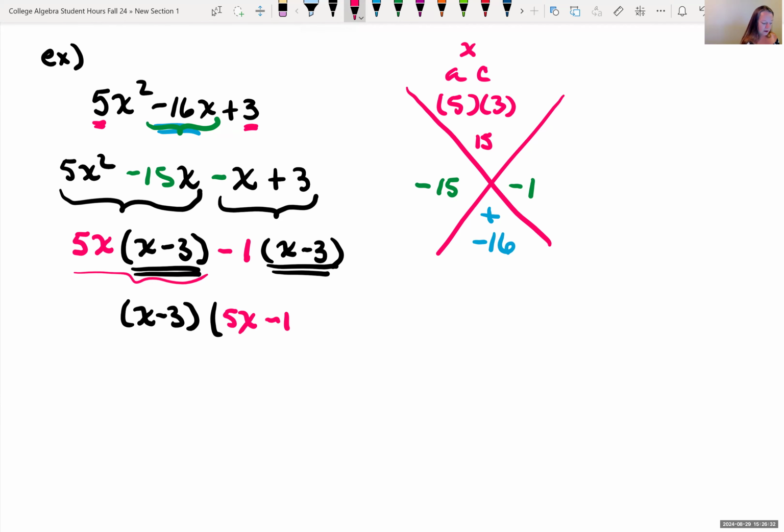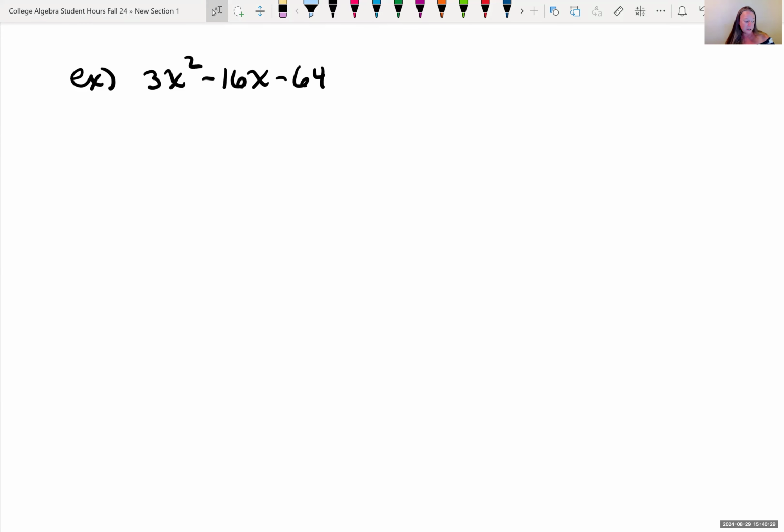So let's look at another example of factoring where that coefficient in front of x squared is not 1. We have 3x squared minus 16x minus 64. So I'm looking at this and I'm getting a little scared because of those huge numbers, but we can do this. So let's look at our a value, which is 3, times our c value, which is negative 64. So again, make sure that you're pulling out that sign that's with that number. And so I need to look at what is 3 times negative 64.